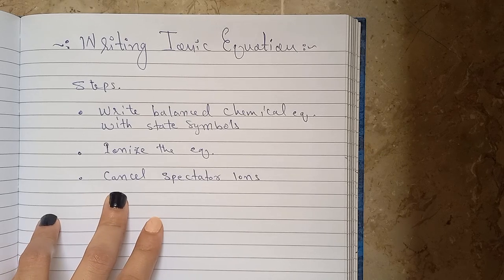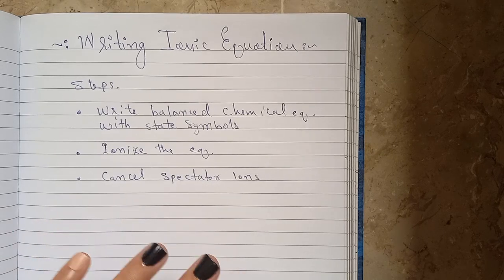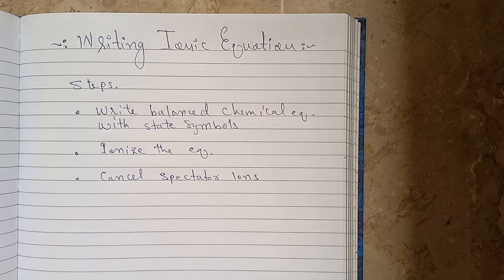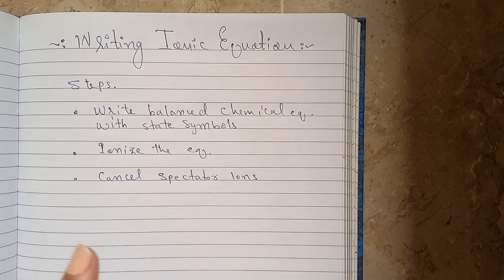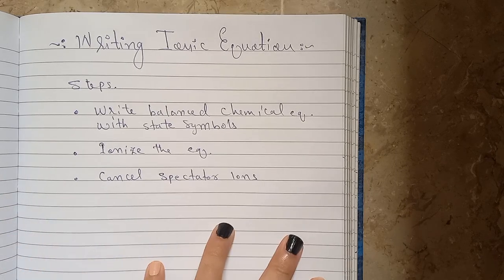In the last step, you just cancel out the spectator ions. Now, the spectator ions are the ions which are common on both sides of the equation, that is, on the left side and on the right side of the equation, before and after the arrow.